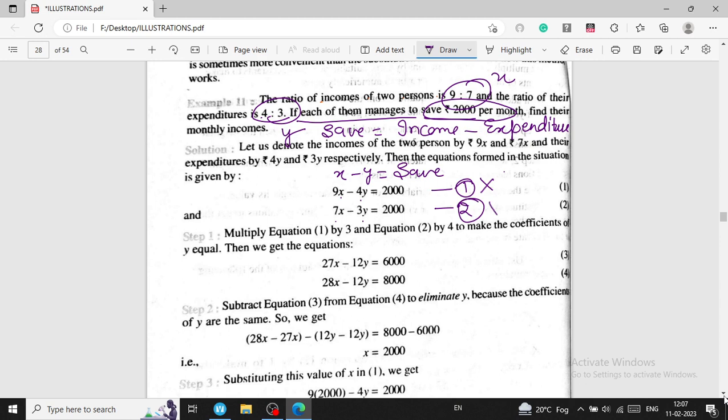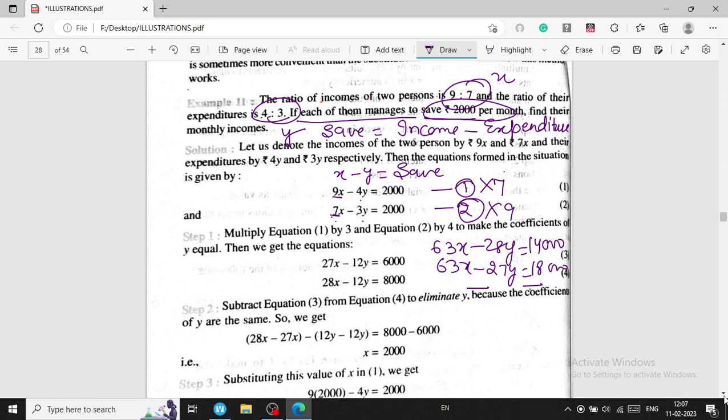Now multiply both equations. It's your choice. I am here taking the x value of the second equation, that is 7, and I will multiply the first equation with it, and the second equation with the first equation's x value, that is 9. We will find 63x minus 28y is equal to 14,000, and 63x minus 27y is equal to 18,000.